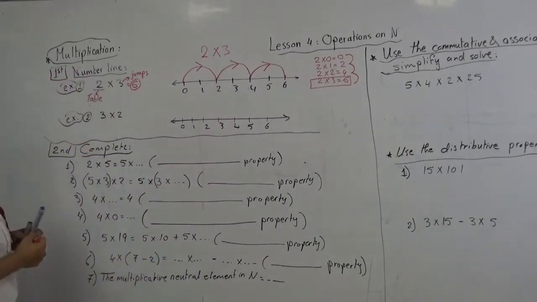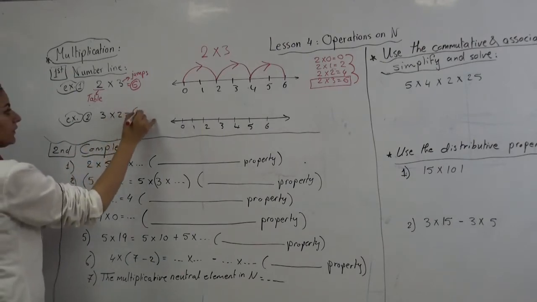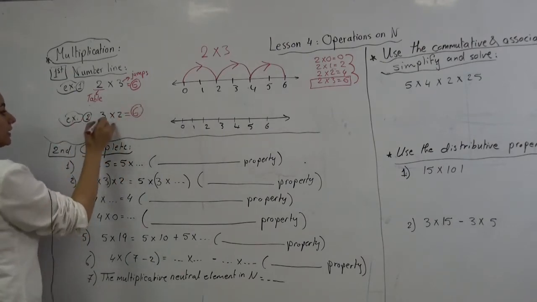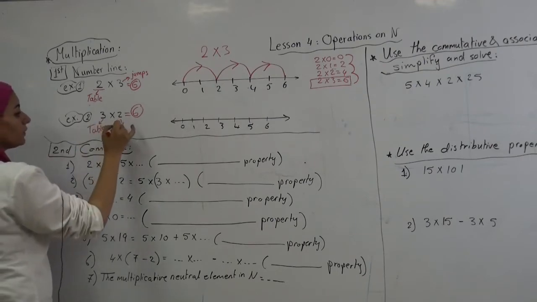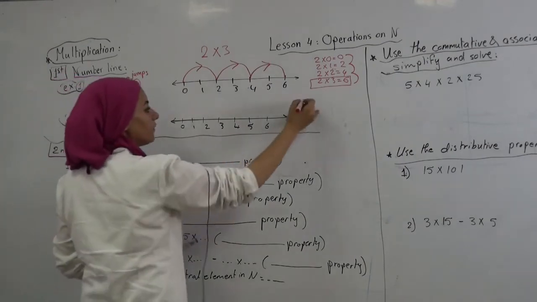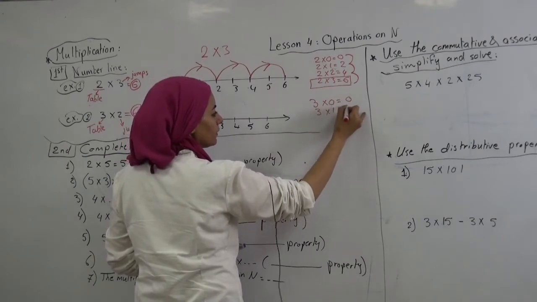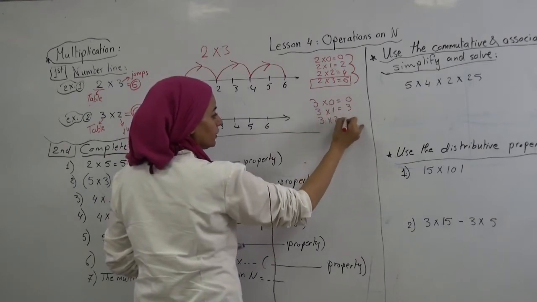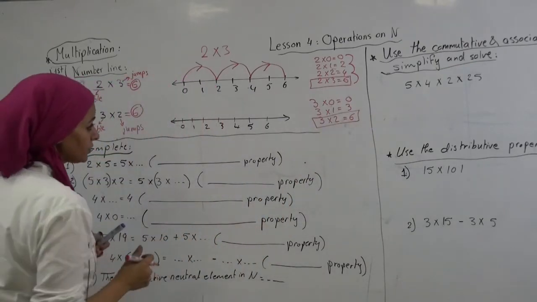Example number 2, representing 3 times 2 on the number line. First, we calculate the answer, which is 6. As we said, the first number is the table that you have. Here we are in table 3, and we are going to jump 2 jumps. So let's write table 3 from the beginning. 3 times 0 equals 0. 3 times 1 equals 3. 3 times 2 equals 6, and this is the problem that we have, and we reach the answer.